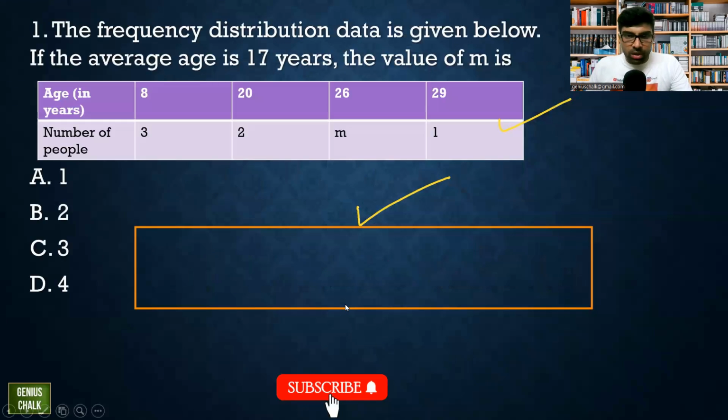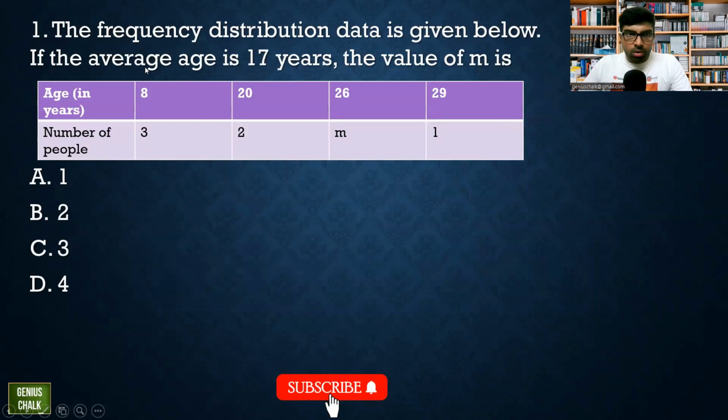The frequency distribution data is given below. If the average age is 17 years, then find the value of M. You know that average means sum by number of things.